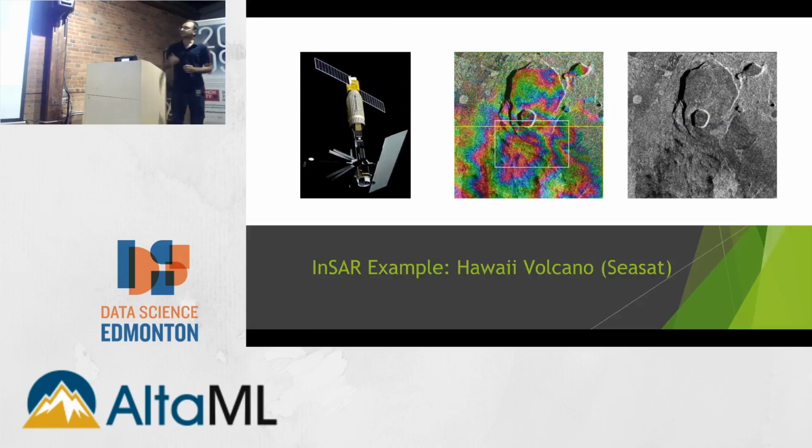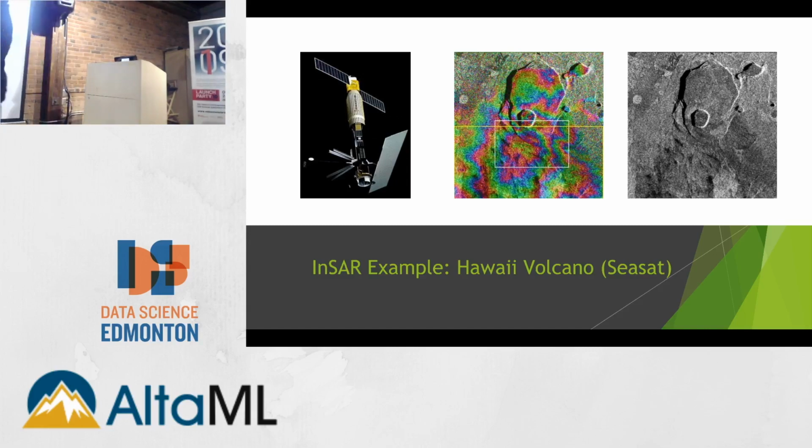So this is an example of a typical InSAR image, captured using the CSAT satellite that you can see there. This is an example of a volcano, the Hawaii volcano. This image, like I said, has 2 parts, because it's a complex number: it has phase and amplitude.